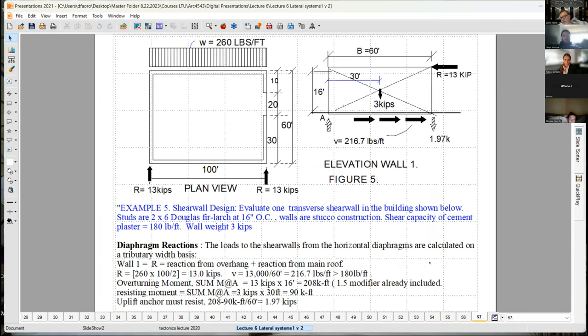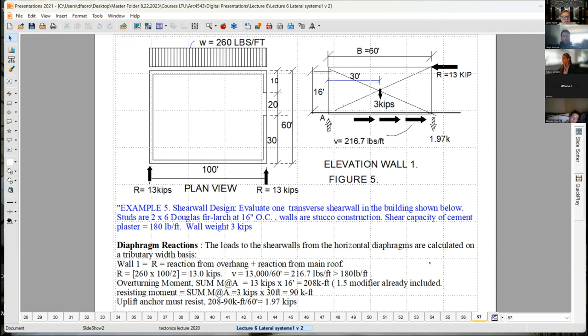All right, let's take a quick look at a shear wall case. This is a building in footprint. You see it there, 100 by 60. We've got a 260 pounds per foot force applied to that, excuse me, at the roof level. It's a transverse shear wall in the building. The studs are 2x6 Douglas fir larch. Walls are stucco construction on the outer edge. Shear capacity of the cement plaster would be 180 pounds per foot. And the wall weighs 3 kips.